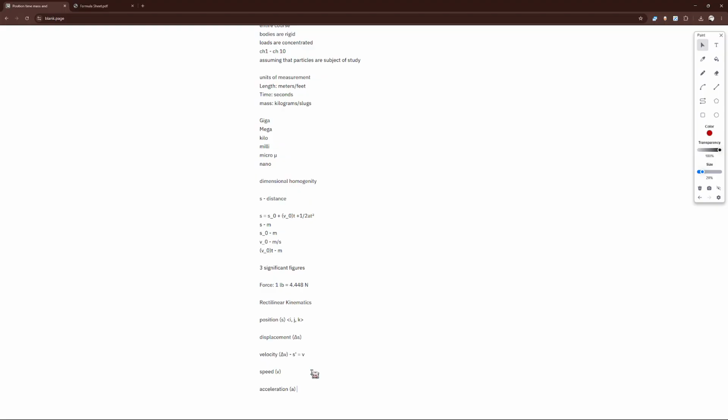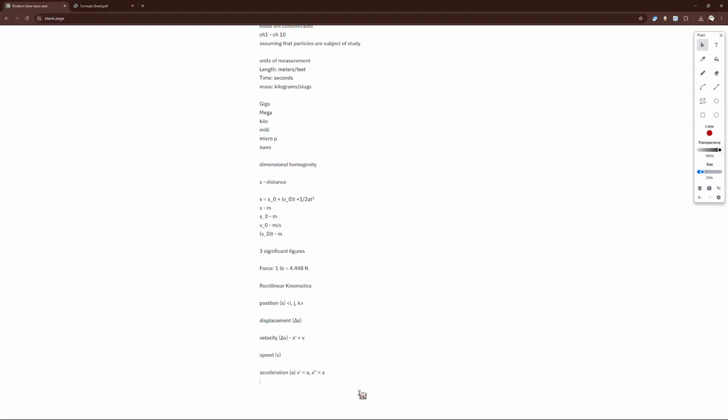So V prime is equal to A. And you can also say S double prime is equal to A, right? Because if velocity is a derivative of position, displacement, then the double derivative of position will be acceleration. So that's all that stuff. You can get rid of time actually, because these are derivatives with respect to time, right?